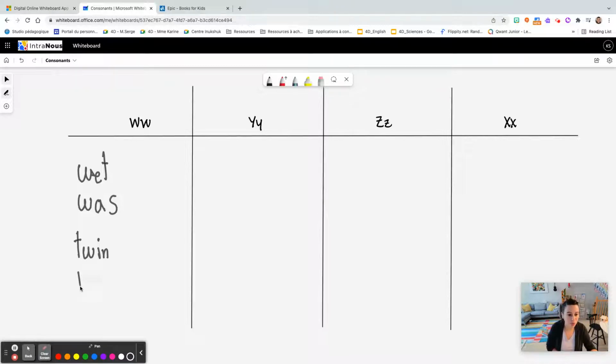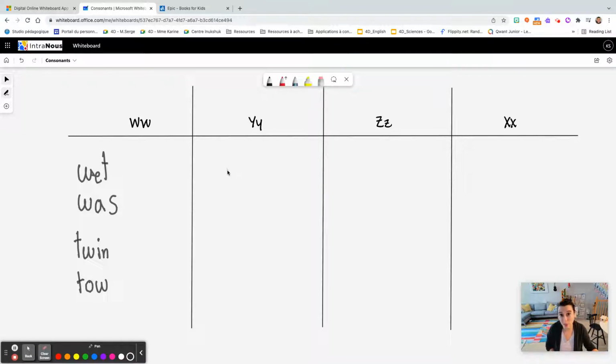Whereas if I have it in a word like two, I don't say w here. Rather, my W changes the sound of my O. So that's a whole other set of rules, and we'll get to that in another tutorial.